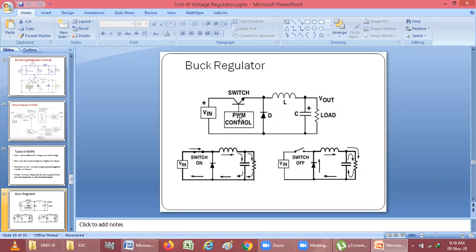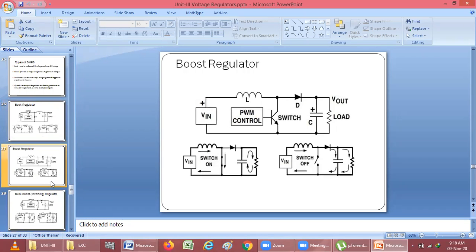Pulse width modulation control. I have shown how current will flow, because what we are saying is that by using the buck boost voltage regulator, we are regulating the voltage and we will get boosting current. It means we can increase the amount of current at the output. So this is the circuit diagram for the buck voltage regulator.